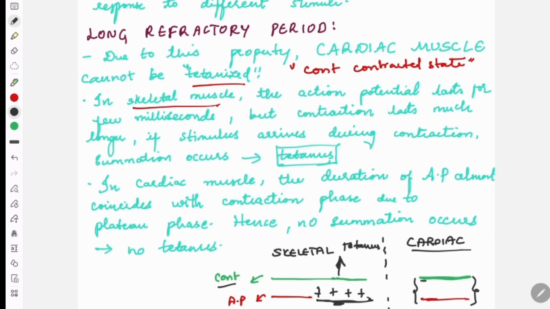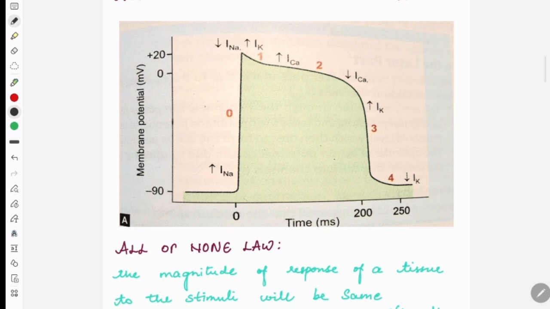Okay, and this is called the long refractory period. So the heart has the long refractory period, that is why it doesn't undergo tetany, whereas the skeletal muscle has a short refractory period, that's why it undergoes muscle spasm. So this is the image of the action potential of cardiac muscle. We can observe here that it has a large action potential compared to skeletal muscle, and that is the reason why it does not undergo muscle spasm or tetany.